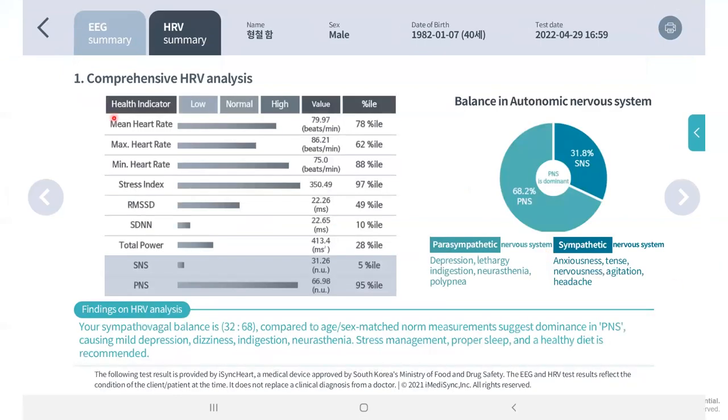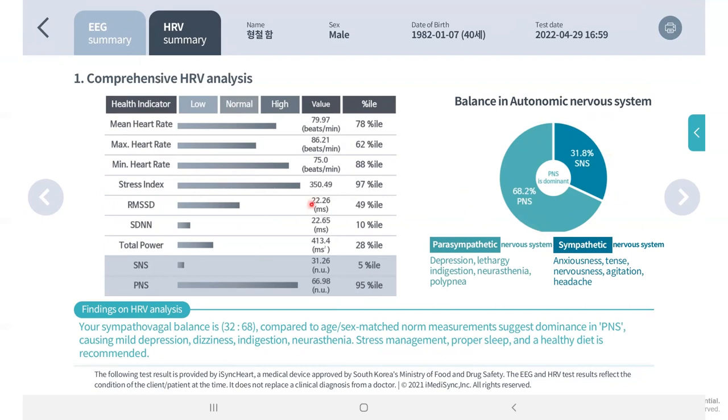And here is the comprehensive HRV results. From the table, we can find the percentile value for each heart rate, stress index, heart rate variability index, total power, and the sympathovagal power respectively. In the percentile, we can have the percentile value and we can also have the autonomic balance chart like this.